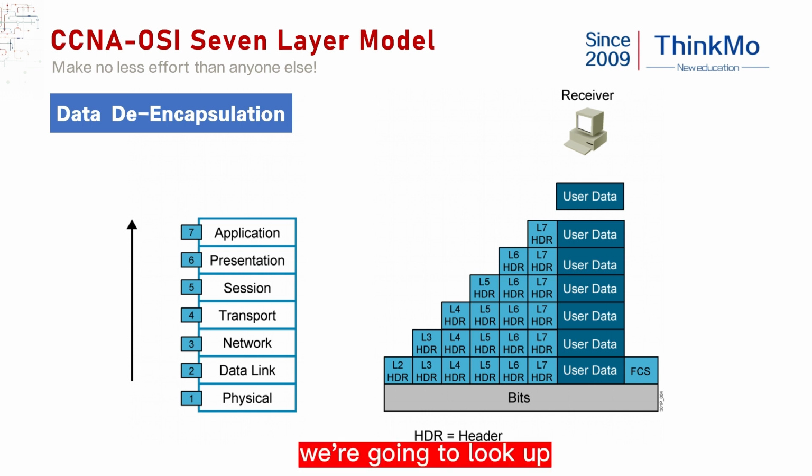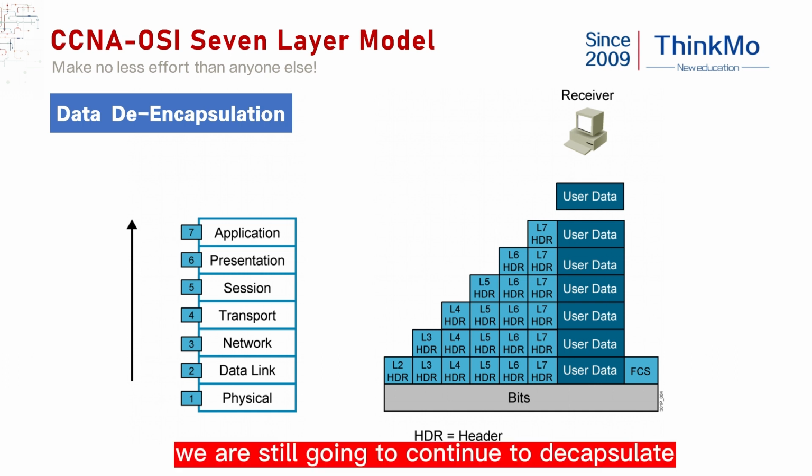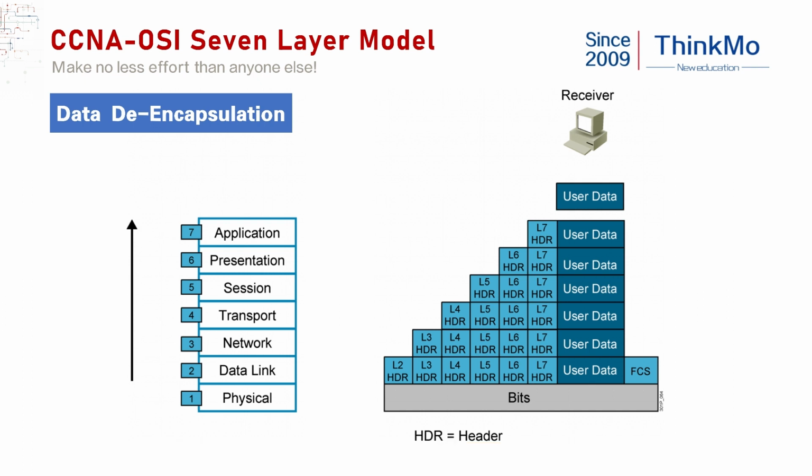We're going to look up three layers. We are still going to continue to decapsulate. We're going to take off the 3rd-layer header now. Continue to the 4th layer. For the 4th layer, remove the header of the fourth layer.